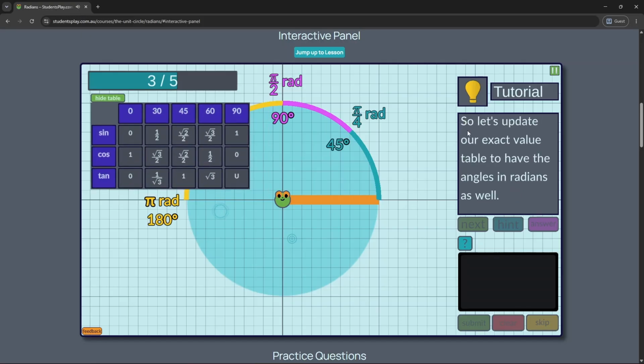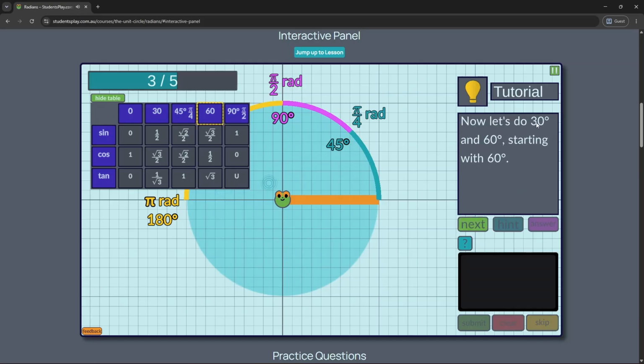Let's update our exact value table to have the angles in radians as well. 180 degrees was pi radians, 90 is pi on 2, and 45 is pi on 4. So let's update some of these. 90 degrees is pi on 2 radians, so we'll pop that pi on 2 next to it. And 45 degrees is pi on 4, pop that next to it as well. And 0 degrees is also 0 radians, so we'll just leave that one as it is.